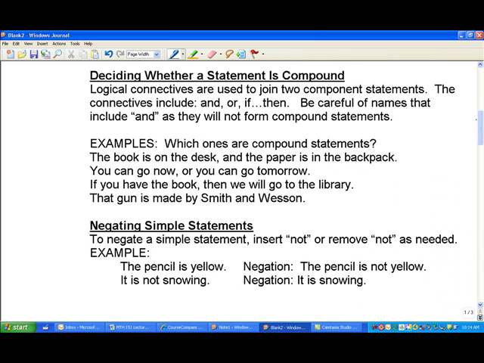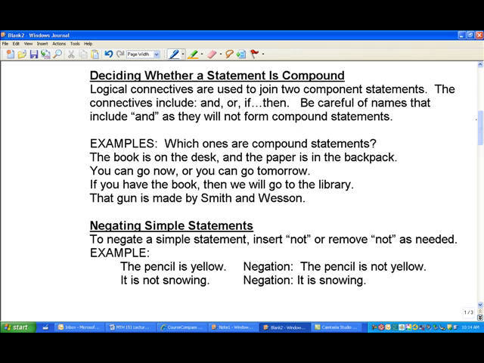Okay, deciding whether a statement is compound. Most often the way to identify a compound statement is to look for a logical connective. And what happens is the logical connective joins two component statements. These connectives include the words and, or, and then the if-then statement. Now be careful of names that include and, as they will not form compound statements. And I have some examples below, and let's look at these.